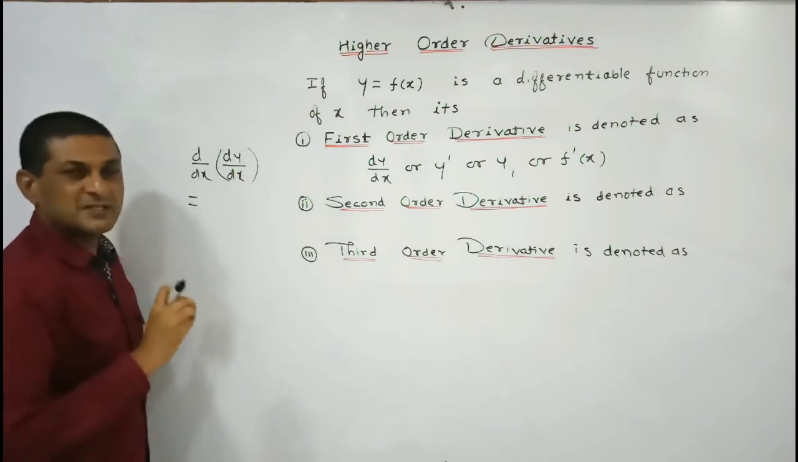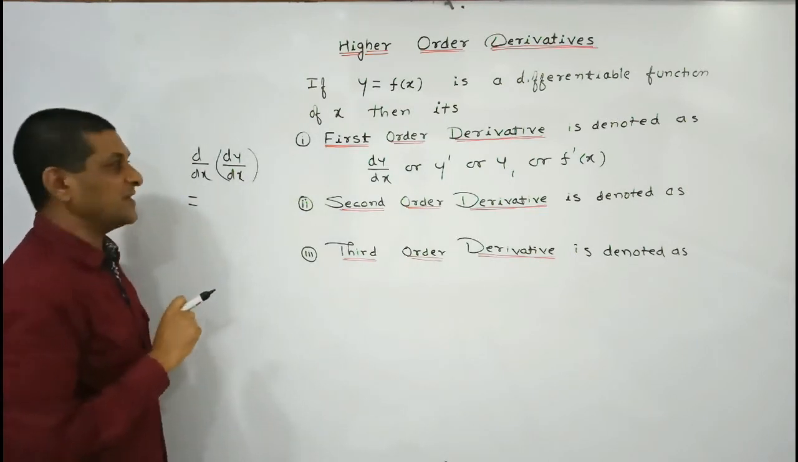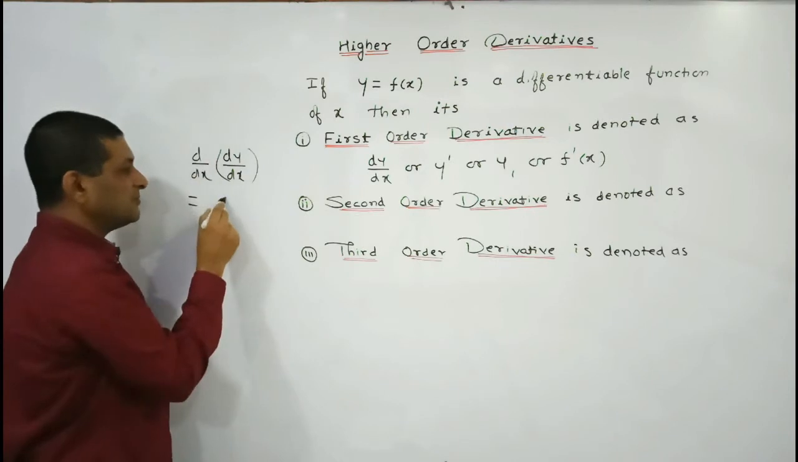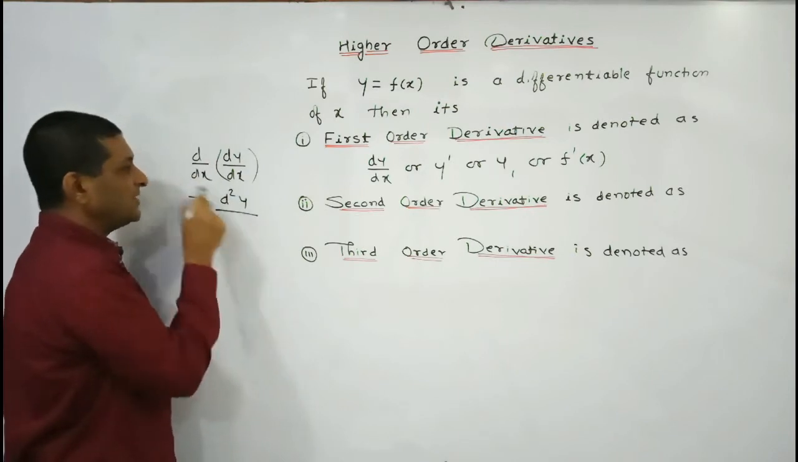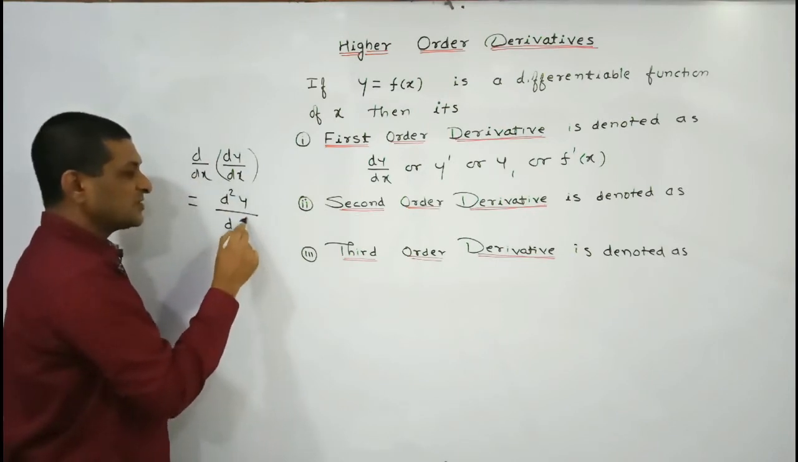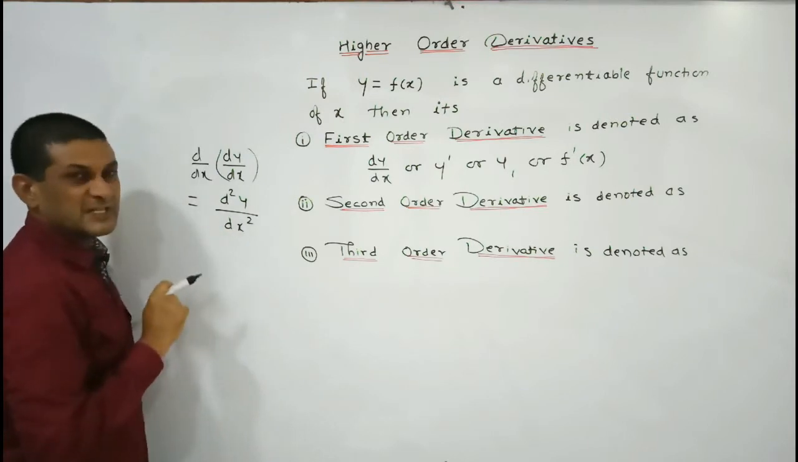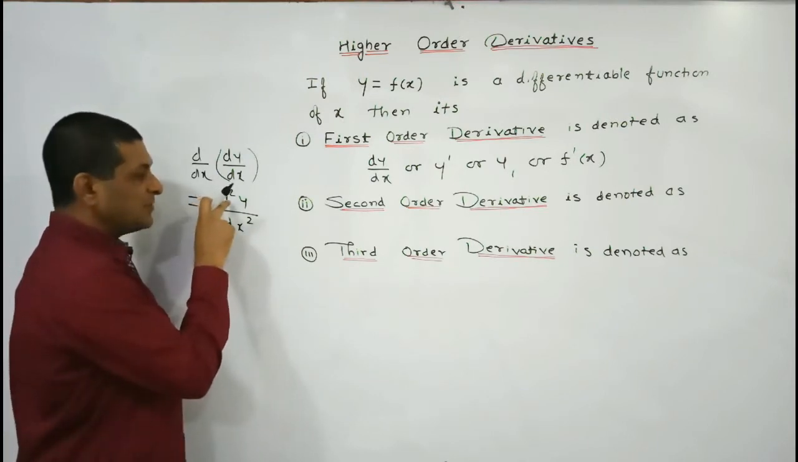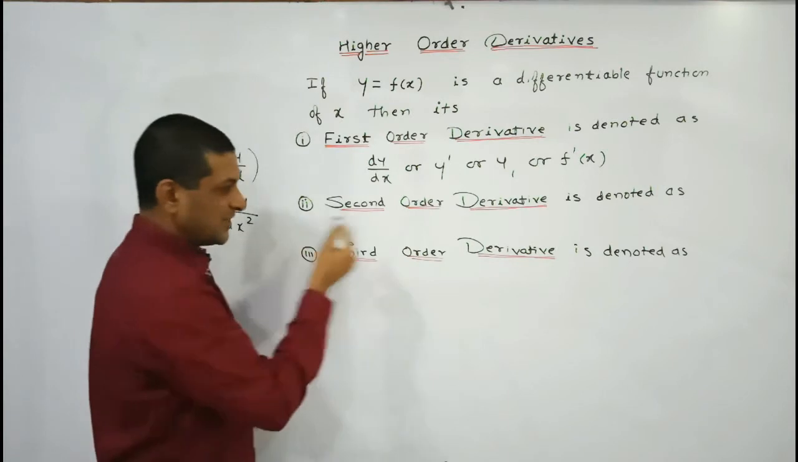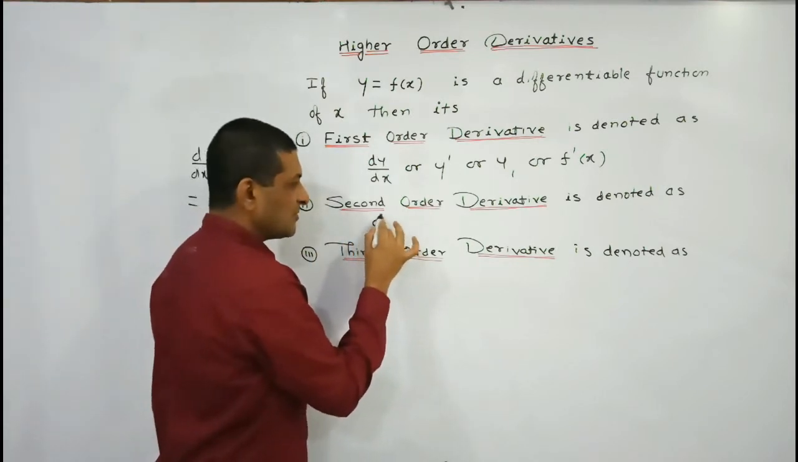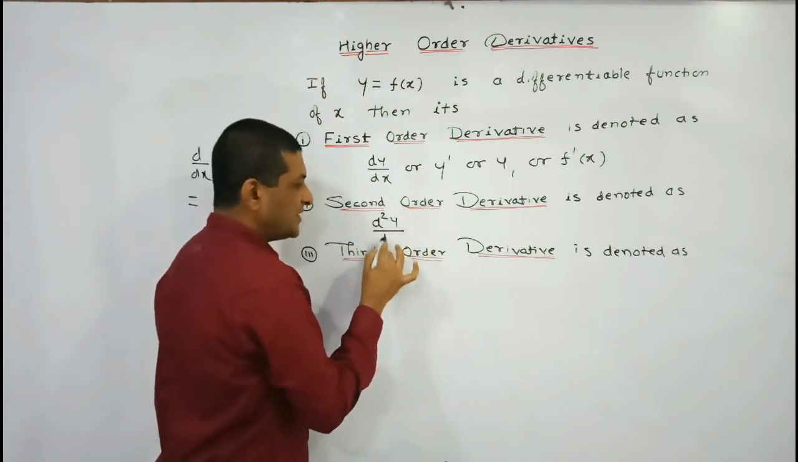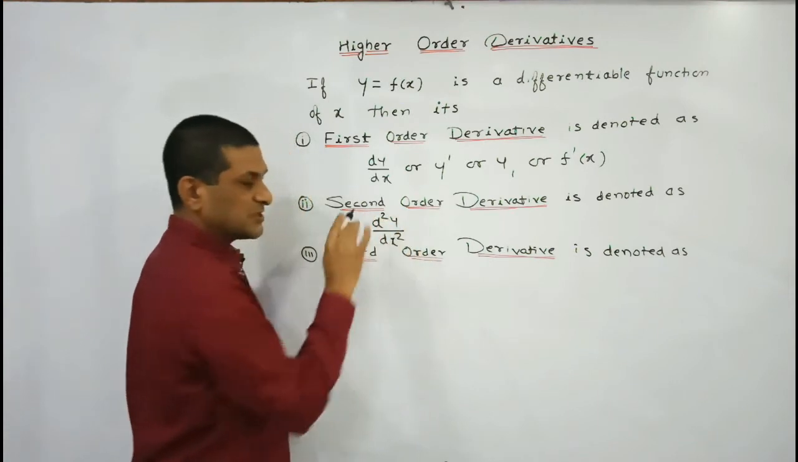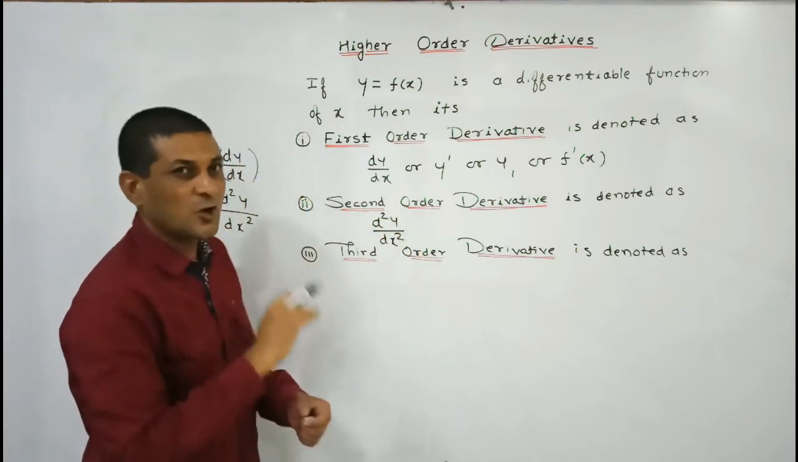And now we are discussing the notation for second order derivative. Here d into d will become d square y, and in the denominator dx into dx is square of dx. It can be represented by this notation, and it can be read as d2y upon dx square. So second order derivative is denoted by d2y upon dx square. Try to understand, this is the notation to represent second order derivative.